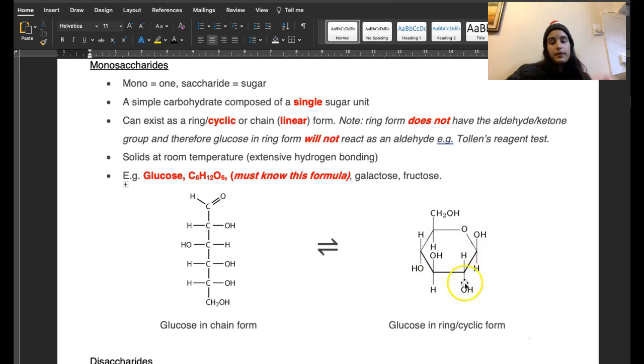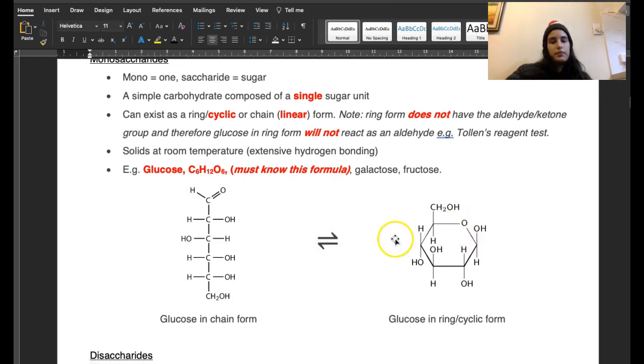If we look here, in the ring form, you can see there is no aldehyde group. There's no C double bond O group. There is a C-O, but not a C double bond O. You don't need to know the name of that functional group.